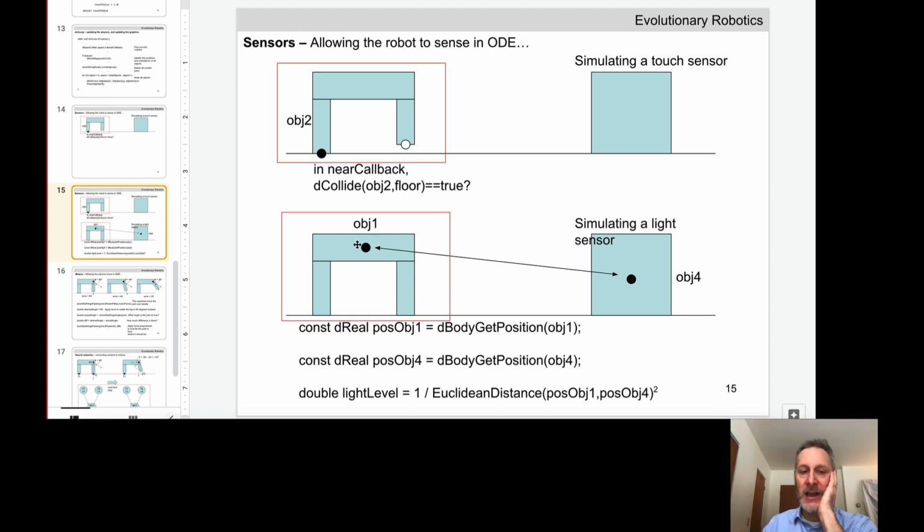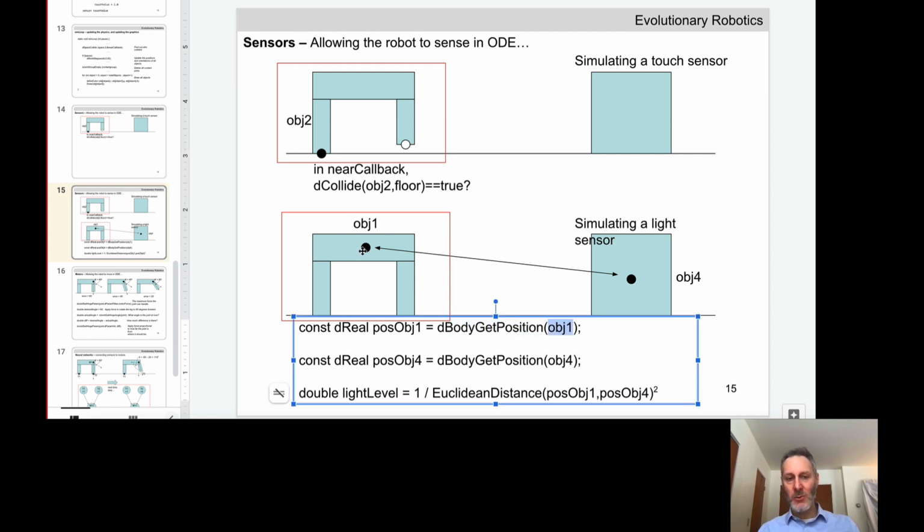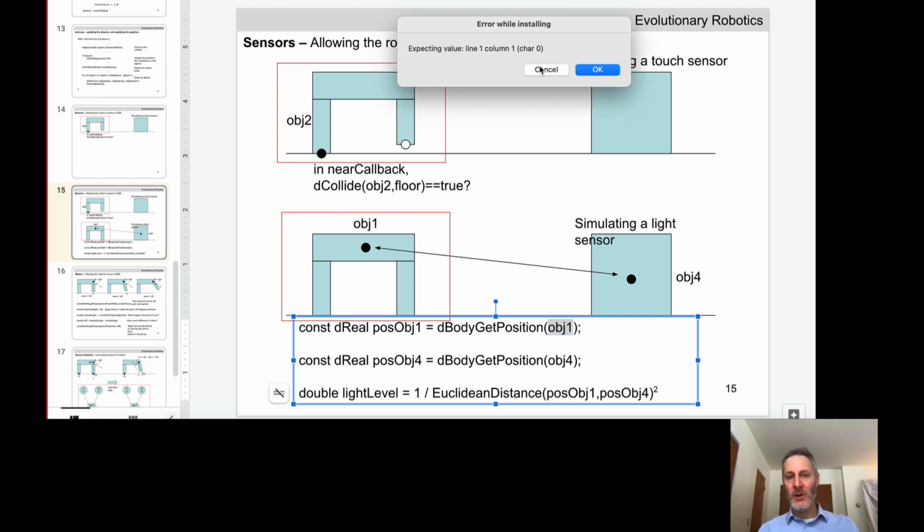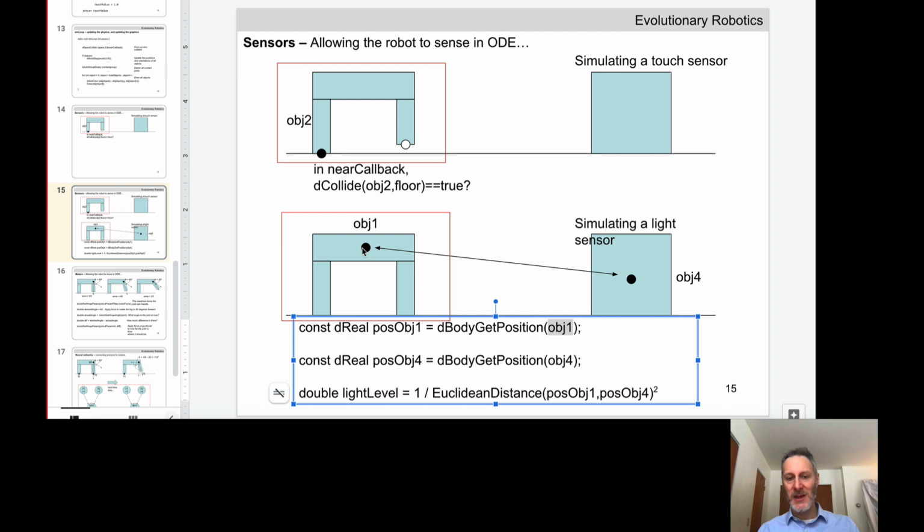Let's imagine the main body. Oh, I'm sorry, I misspoke before. Let's assume the body, the upper body here, the torso, is object 1. This is object 2. This is object 3. This is object 4. We're assuming object 4 is the light source. So at every point in time, we can again query the physics engine and ask, what is the current position of object 1, which will give us back a set of 3 coordinates, x, y, z. Where does object 1 currently exist in space?